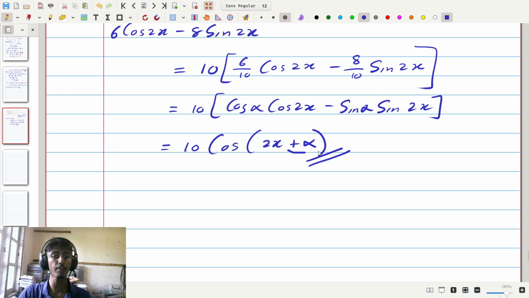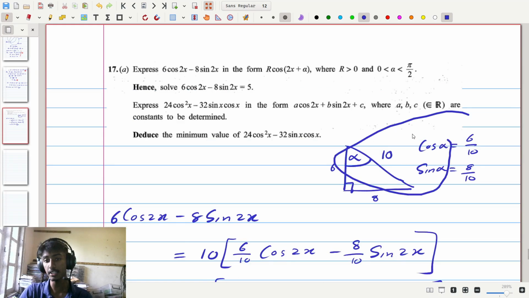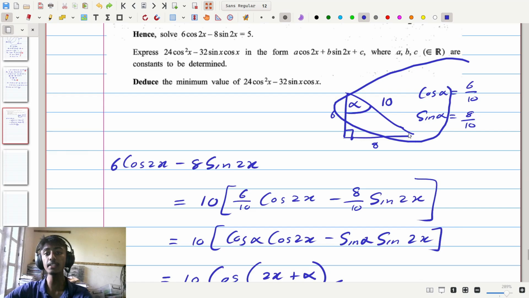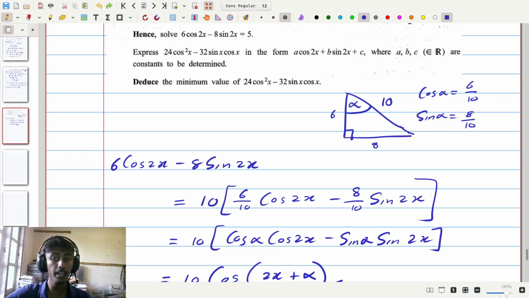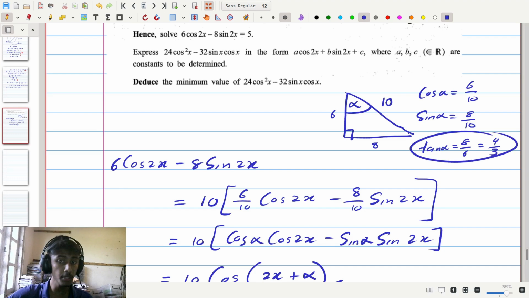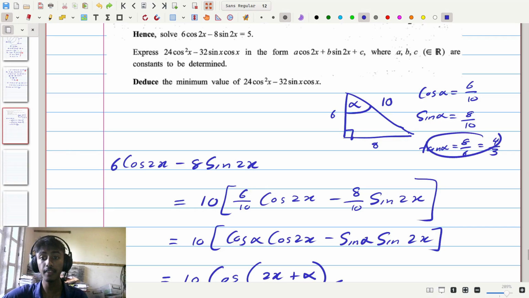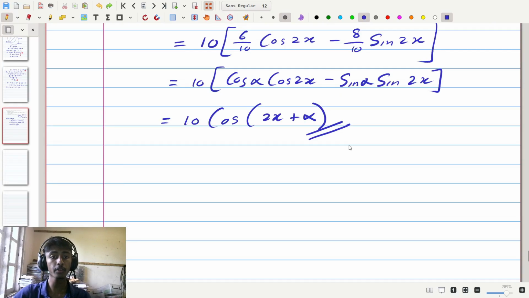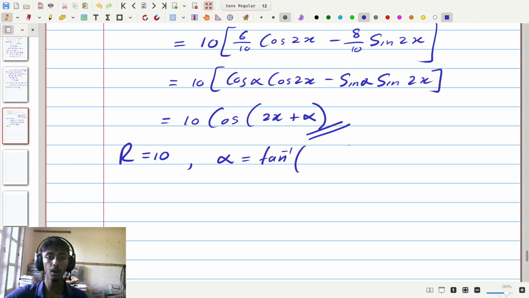Now in order to actually find alpha, we need to find a relationship for alpha from this thing right here. Now in this triangle we can see, if we take the tangent of alpha, tan alpha is equal to 8 over 6, which is 4 over 3. And according to that, since alpha is in between 0 and pi by 2, alpha would be equal to the tan inverse of 4 over 3. So going down, r, the value that we wanted, is equal to 10, and alpha is equal to the tan inverse of 4 over 3.